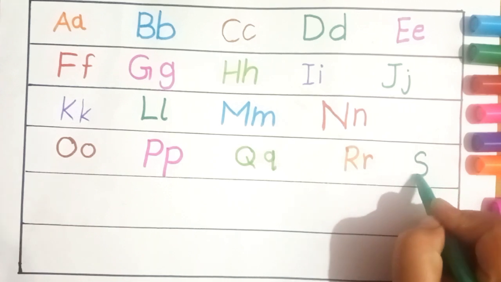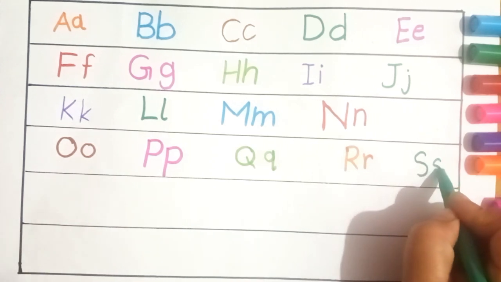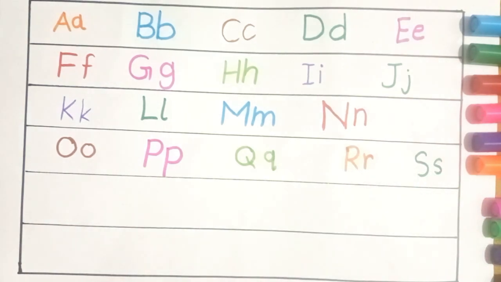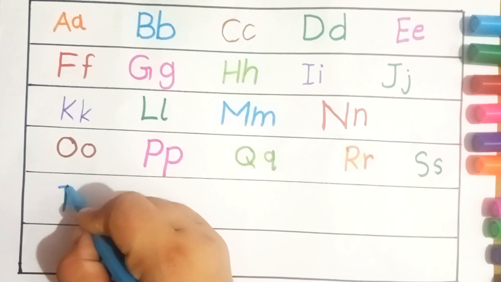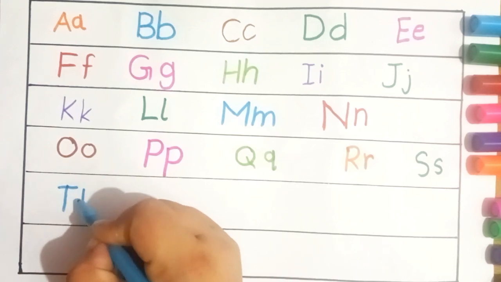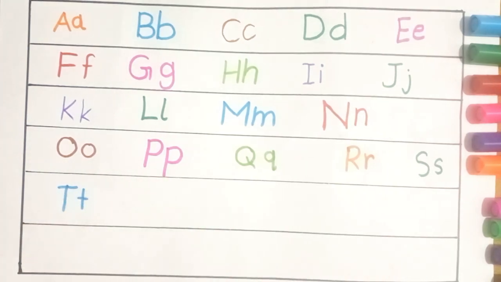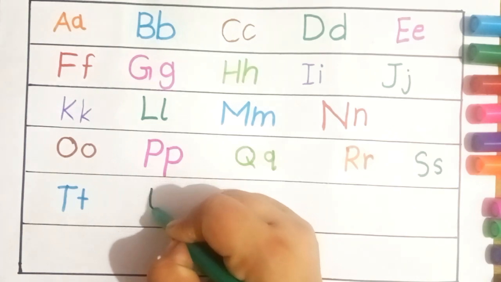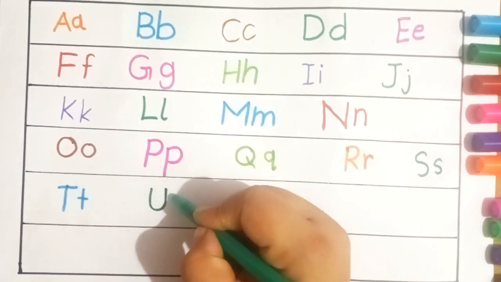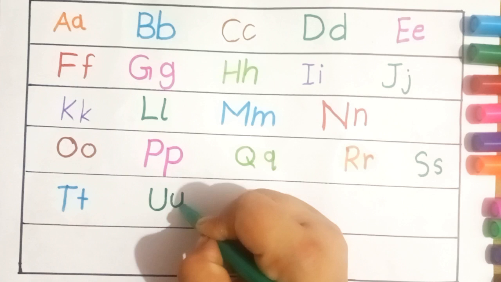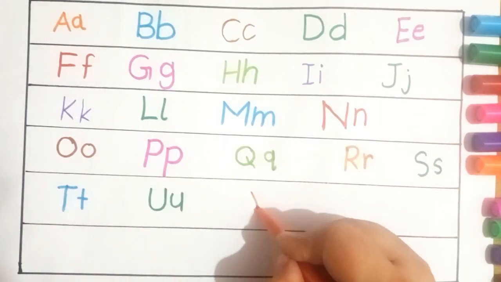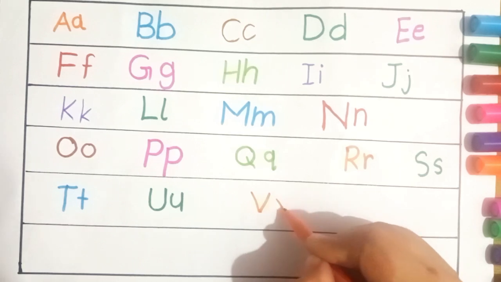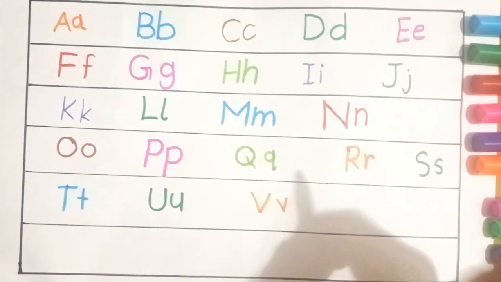S is for sun. S. T is for tiger. T. U is for umbrella. U. V is for van. V.